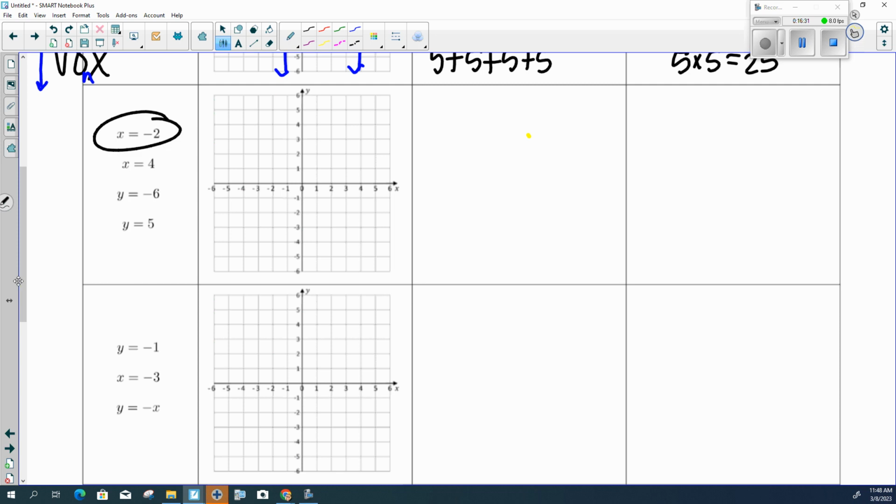Okay, x equals -2. I am looking at x. I'm going to -2. Vox, vertical on x. X again is 4. Vertical on x.